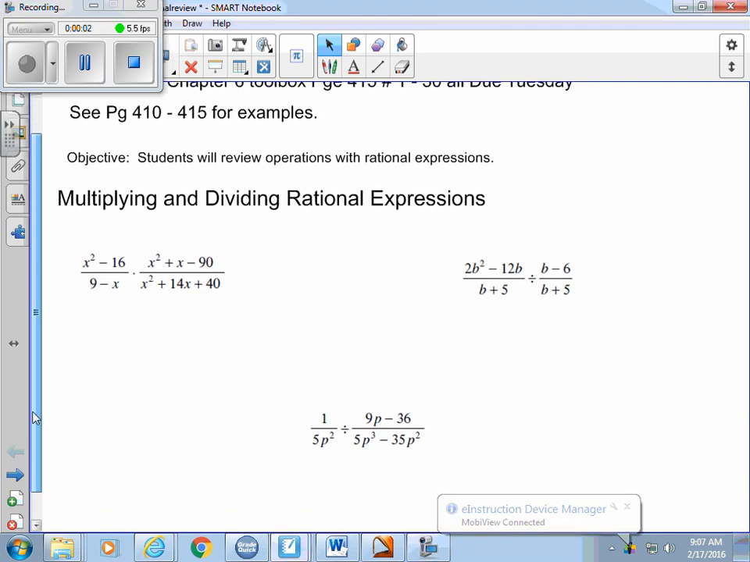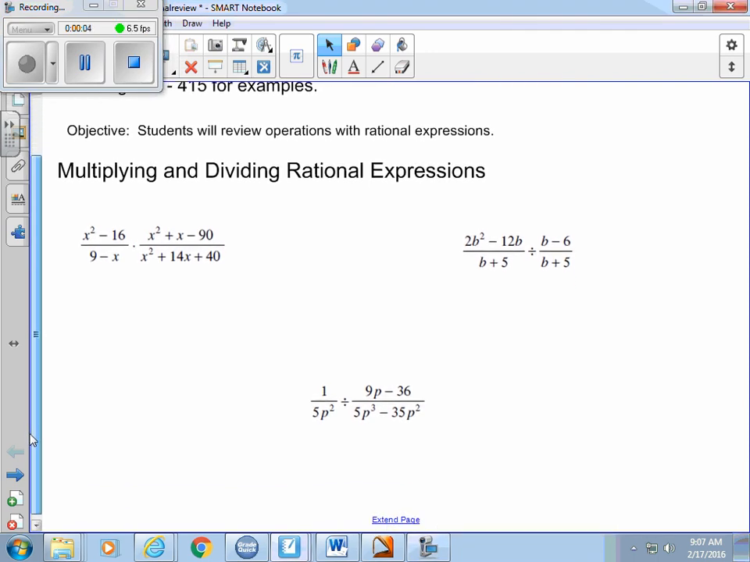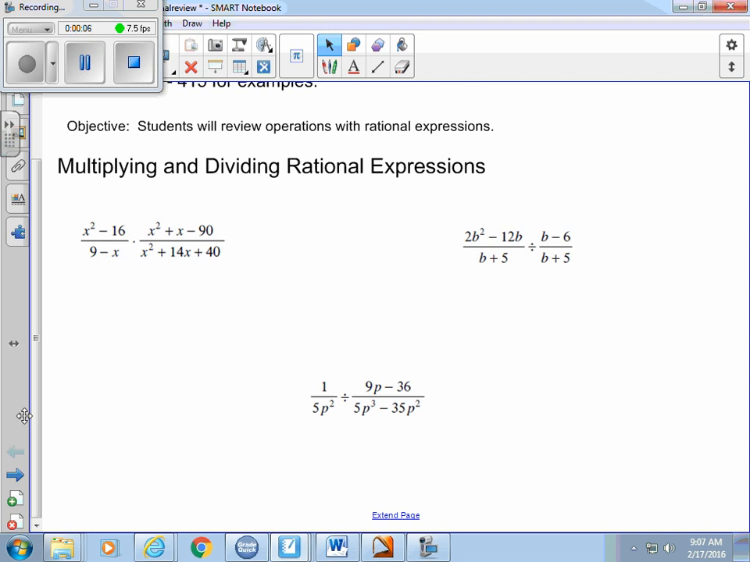To simplify or multiply what are called rational expressions. First of all, a rational expression is a fraction. The root word in there, those of you who like English, root word is ratio, so fraction. So we have fractions multiplied together or divided. To work those out, we need to be able to factor.